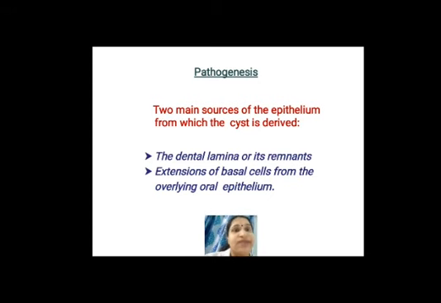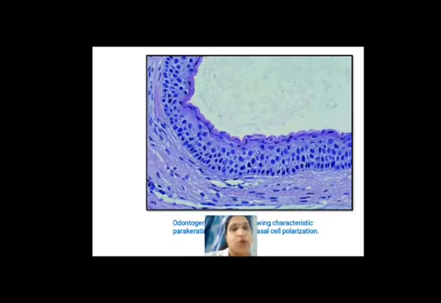It arises from the dental lamina, that is the remnants of the dental lamina or extension of basal cells from the overlying epithelium. So as you can see, there is a very thick epithelium. The epithelium will be about 7 to 8 cell layers thick. It is keratinized, stratified squamous epithelium.